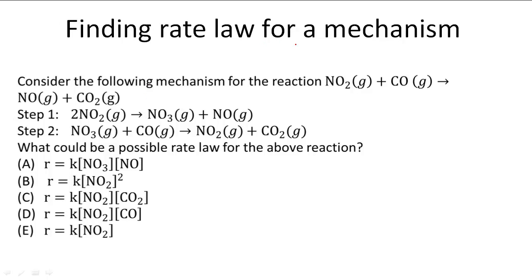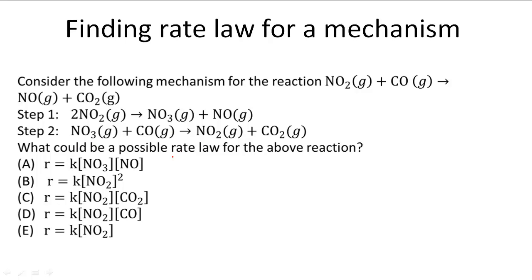Finding rate law for a mechanism. In this problem it says consider the following mechanism for the reaction NO2 plus CO yields NO plus CO2. So we have step 1 and step 2. What could be the possible rate law for the above reaction?